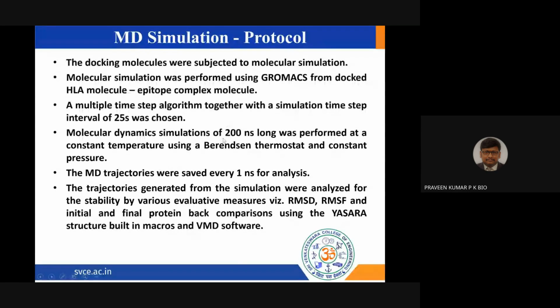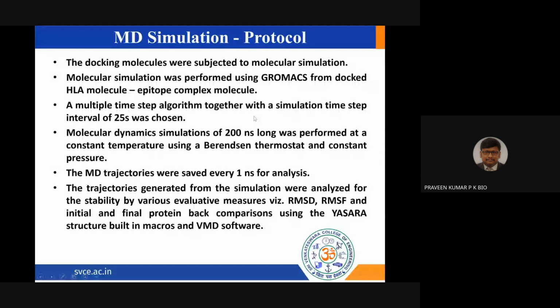Got it? If you get an output in 2 days for 100 nanoseconds, getting the output for 500 nanoseconds may take even 14 days or 7 days, based on the protein molecule size. And the MD trajectories were saved every 1 nanosecond for analysis. So on this scale, even if you're running for 200 nanoseconds, every trajectory is saved at 1 nanosecond intervals, so you can find 1 to 200 in the form of a scale.